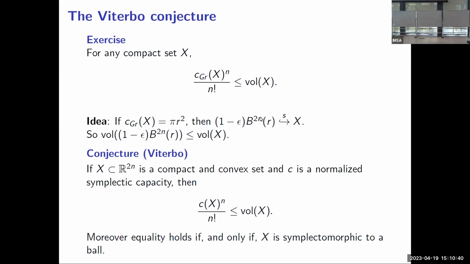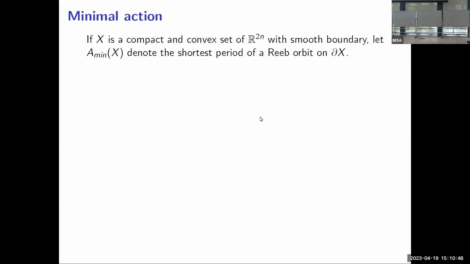Okay, so now I'm going to take a little detour and tell you guys about a different conjecture. Actually, sorry, before that, let me just weaken the conjecture a little bit. So if we take a compact and convex set, let's just suppose first that it has smooth boundary. And then we can look at the minimum period of a Reeb orbit on the boundary. Okay, so this is in R^2n.